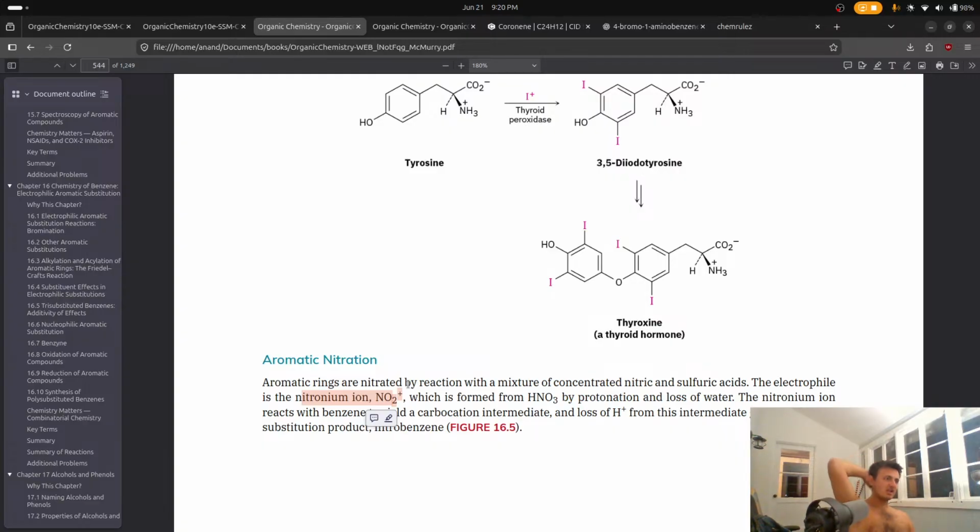Oh, by protonation and loss of water? That's interesting. So nitric acid gets protonated and loses water to form NO2 plus, which is the electrophile. This is called nitronium ion. Nitronium ion.